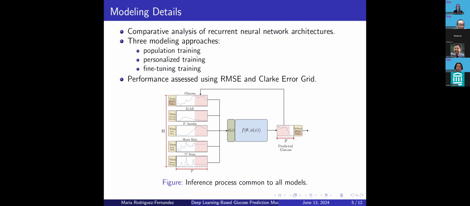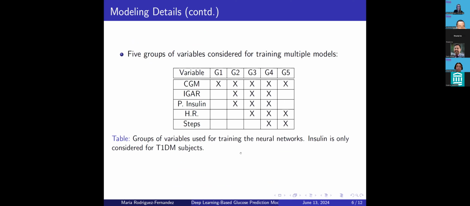And then performance was assessed with root mean square error, and we also used the Clarke error grid that I'll show you later, and that is commonly used in glucose research or diabetes research. So we also considered 5 groups of variables. For the first group, we only consider the traditional approach, that is using only the previous values for the glucose levels.